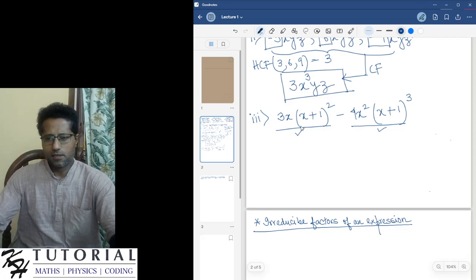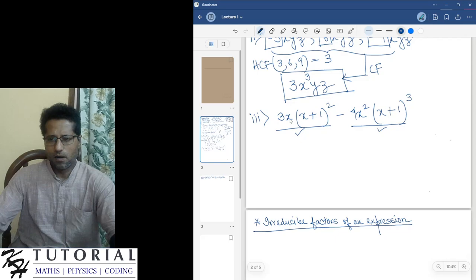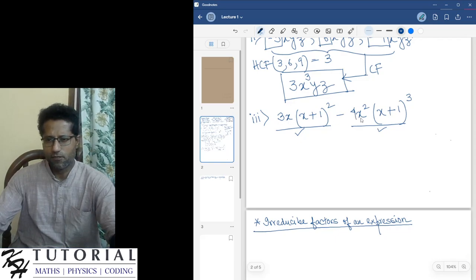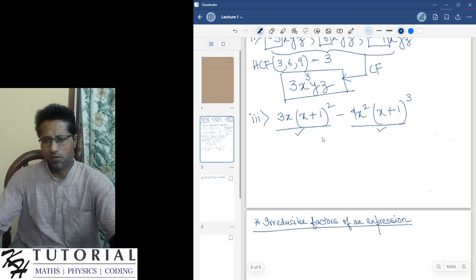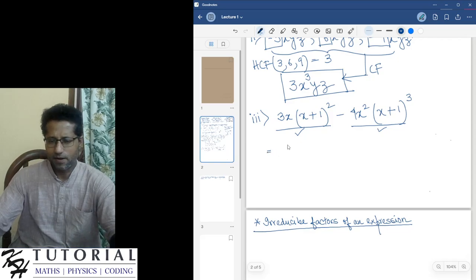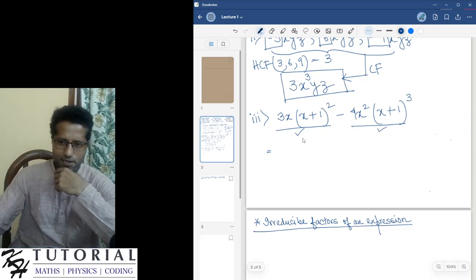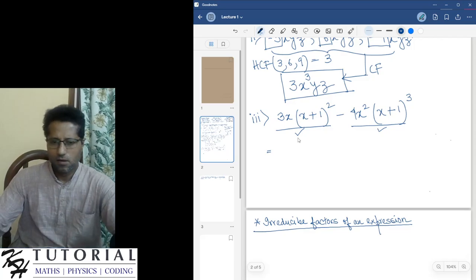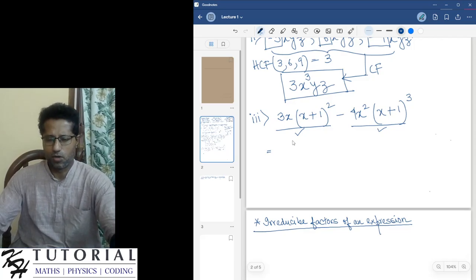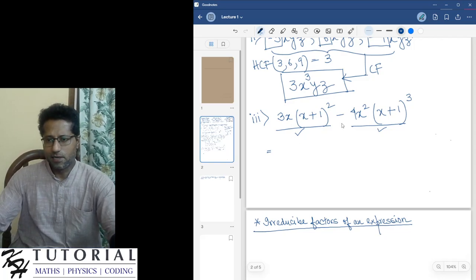So I can clearly see that the first part is having x plus 1 square, and the second part is having x plus 1 cube. Also, we are having 3x and 4x cube. So the common factor of these two parts, if we factorize it, it will be 3 and 4. 3 and 4, their HCF is 1. So we do not write 1 as a product. If 1 is a factor, we do not write it. So then we have x and x square.